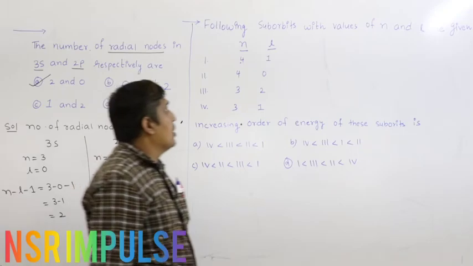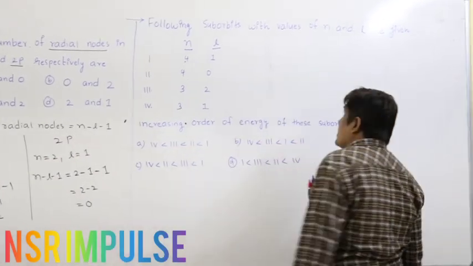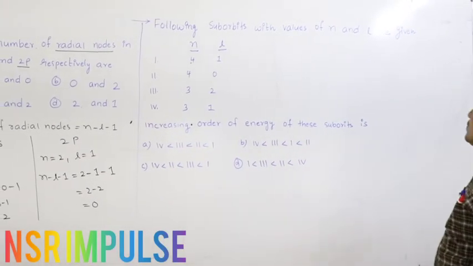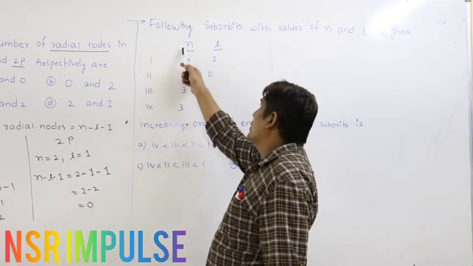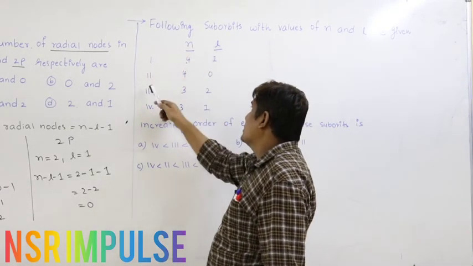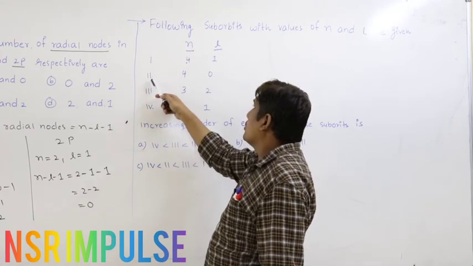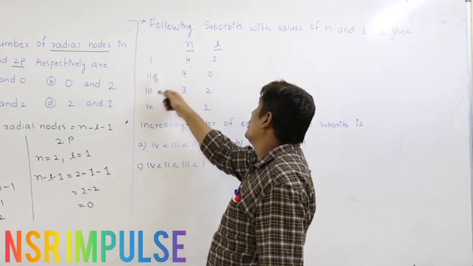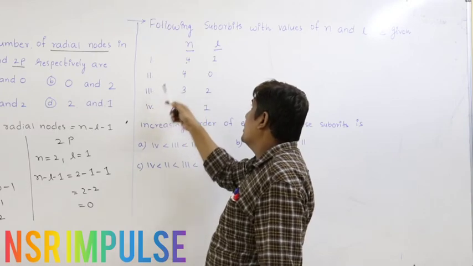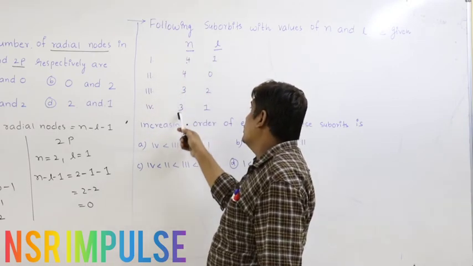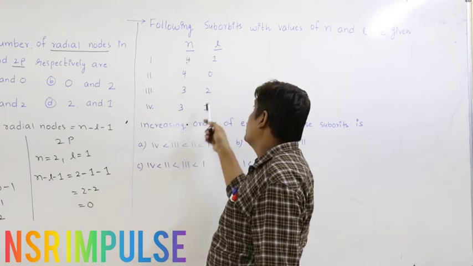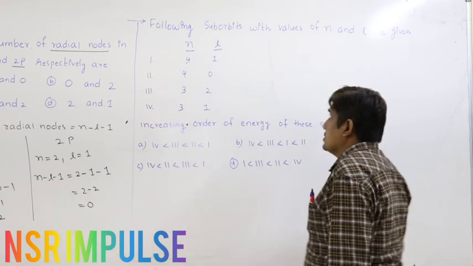Right, coming to the next one. The following suborbits with values of n and L are given. The first one has n value 4, L value 1. The second orbital has n value 4, L value 0. For the third one, n is 3, L is 2. For the fourth orbital, n equal to 3, L equal to 1. So these are the orbitals.